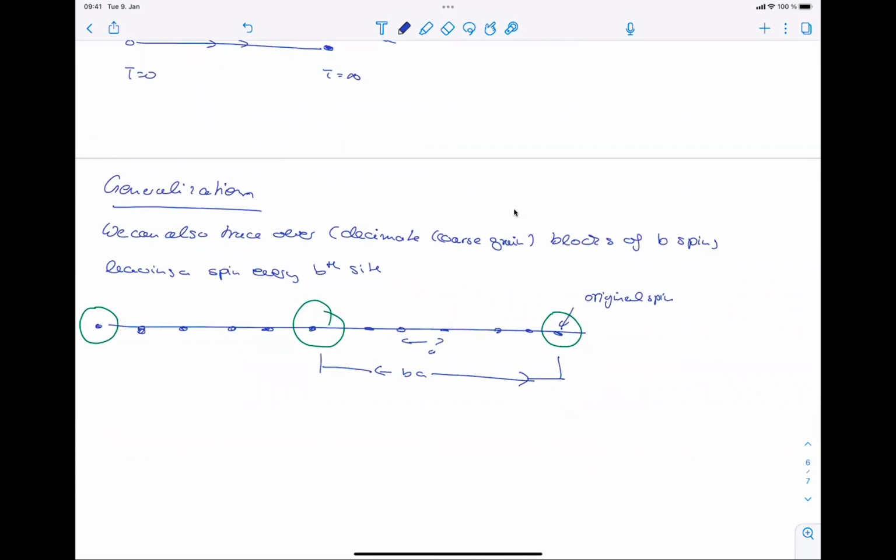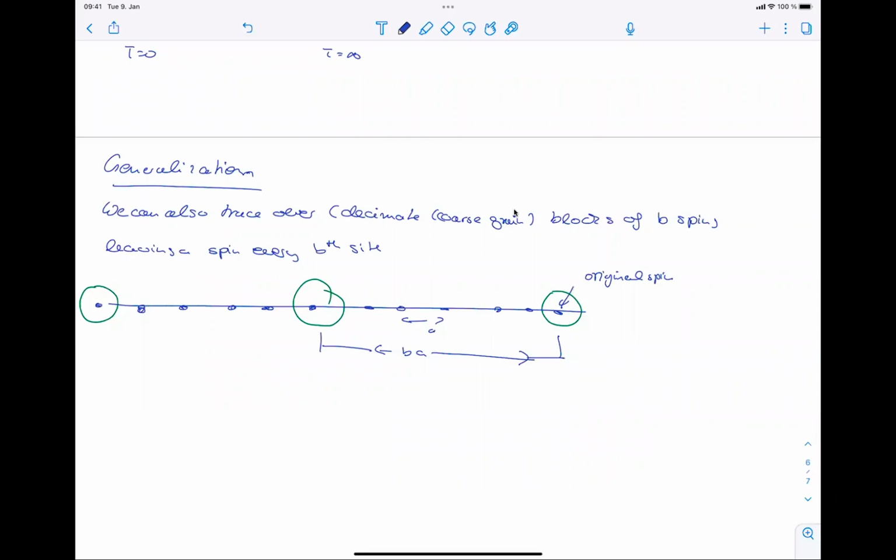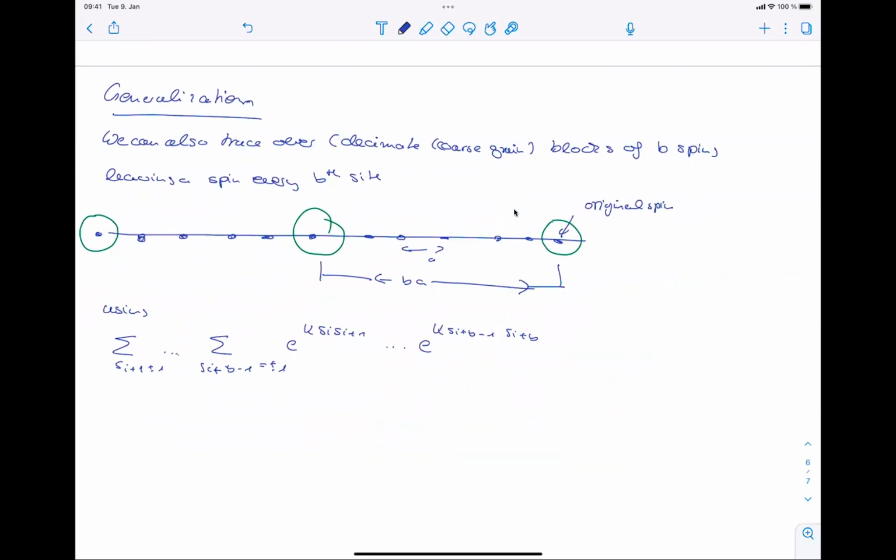And within this generalization, just to exemplify it again on the Ising model, we can use that what we're doing here is then summing over s_{i+1} = ±1 up to s_{i+B-1}, and in general s_{i+1} K s_i ... s_{i+B-1} s_{i+B}, summing out all the spins in between, so that I'm only at the end left with the s_i and the s_{i+B} spin.